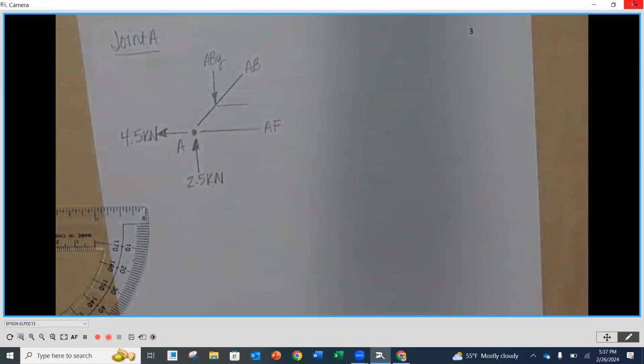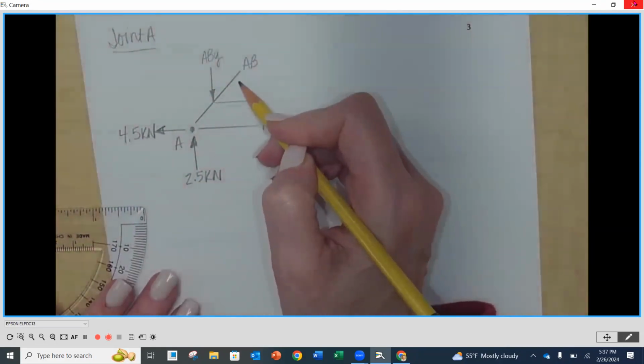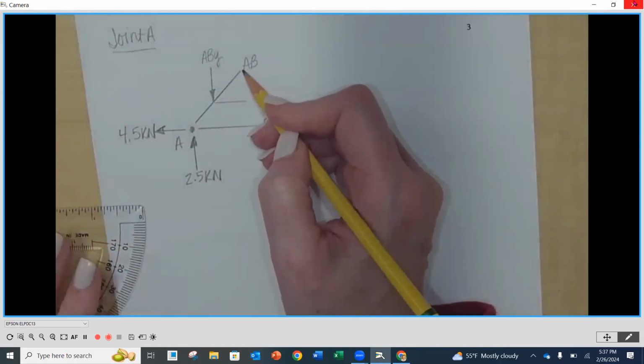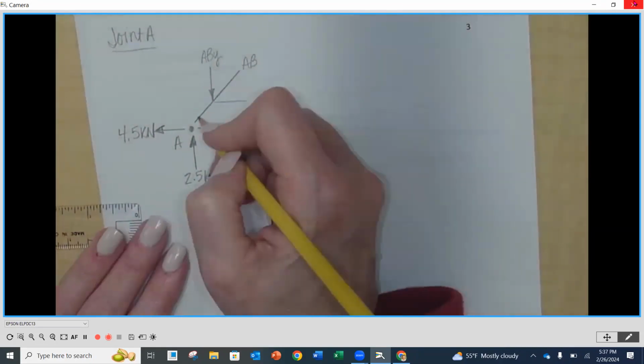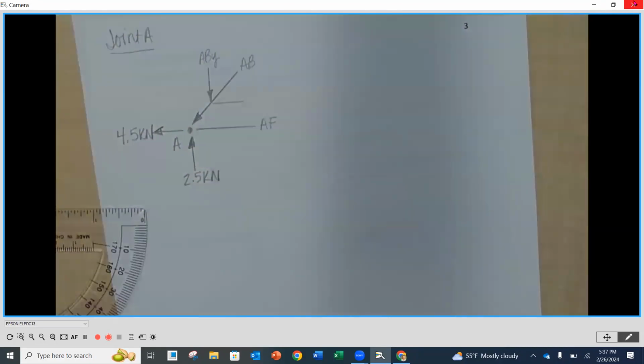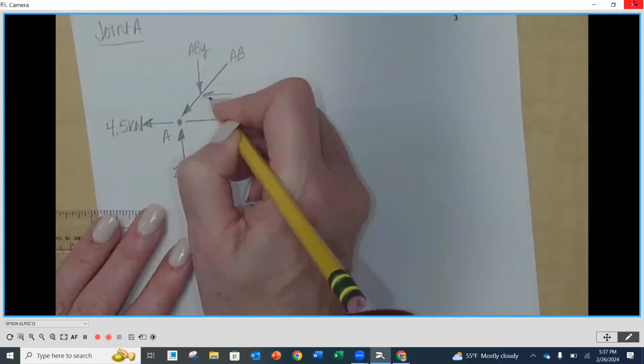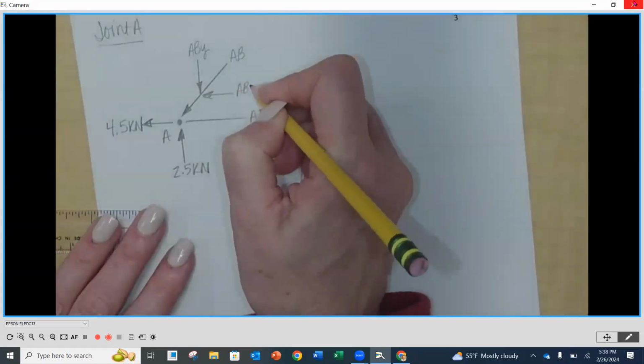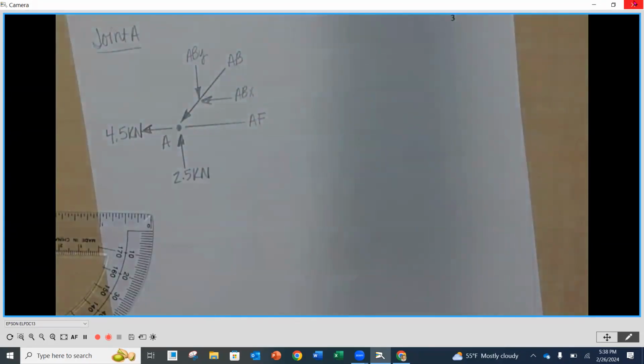Now, if my ABY is going down, the force along the member, which I need to identify, has to also go down, right? So to go down, that means it's going to be pointing at the actual joint. And because that's going down and to the left, my X component, ABX, has to go along with it. Kind of see how I made that work?